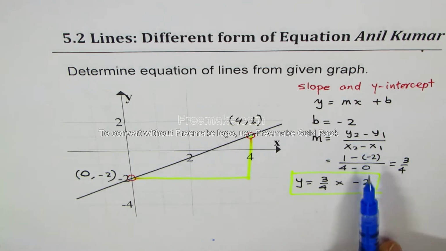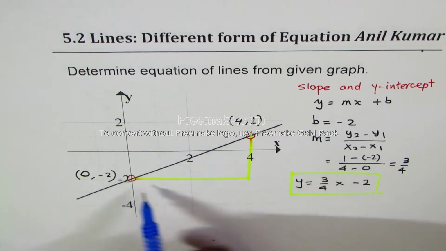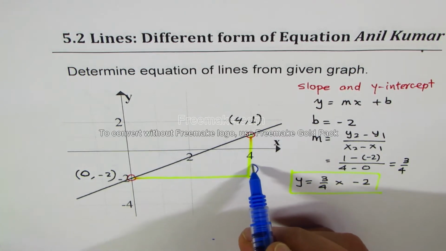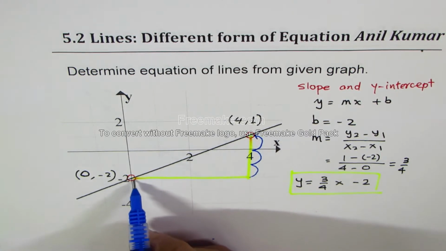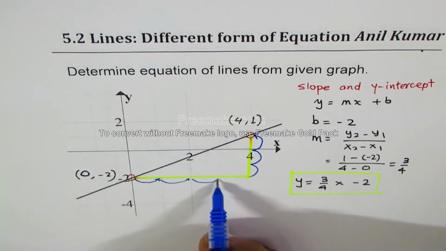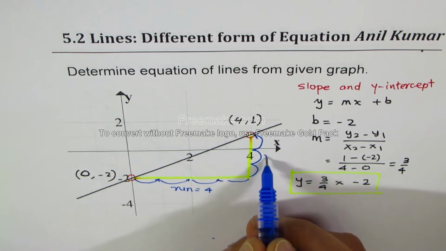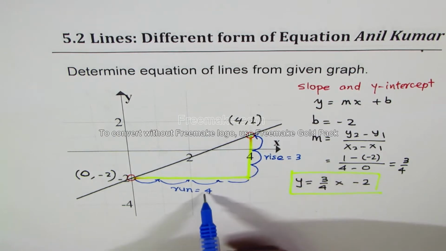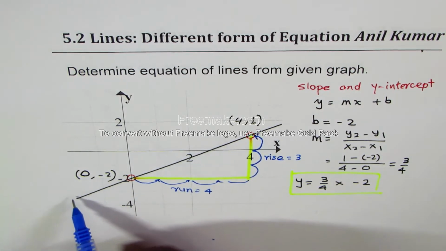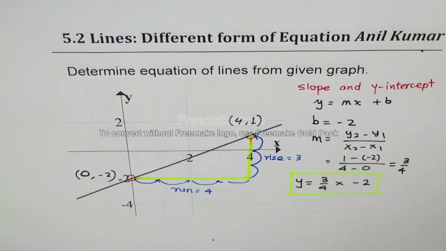Now, without doing this calculation, you could also find rise over run. See, the rise is from -2 to 1, so it is like 1 unit, 2 unit, 3 unit. Is it okay? So that is the rise, and the run is 1, 2, 3, and 4. So run equals 4, rise equals 3, so rise over run is 3 over 4. A line which is going upwards as you move from left to right will have a positive slope, so that confirms positive 3 over 4. So these are kind of checks, correct?